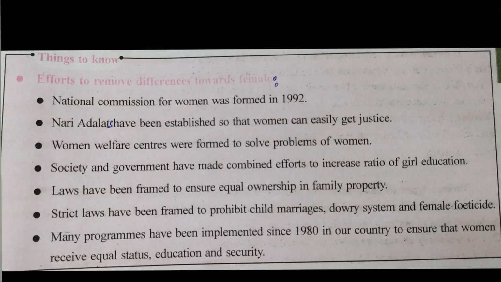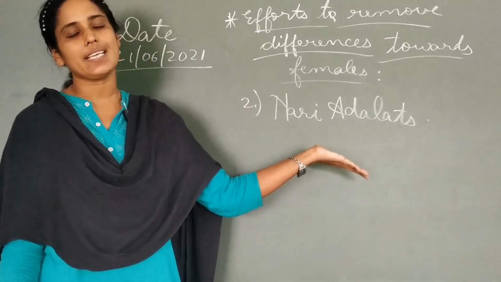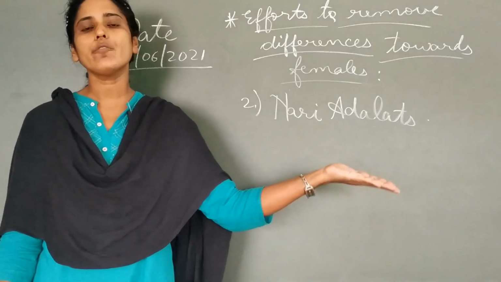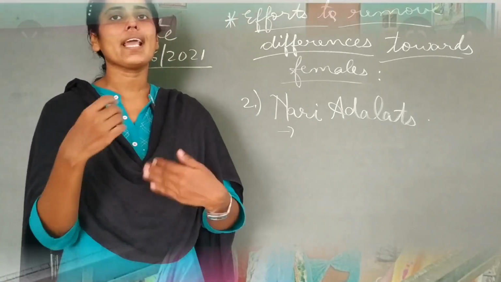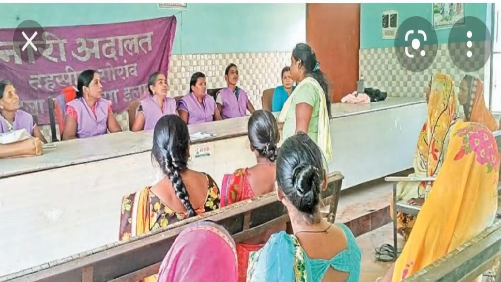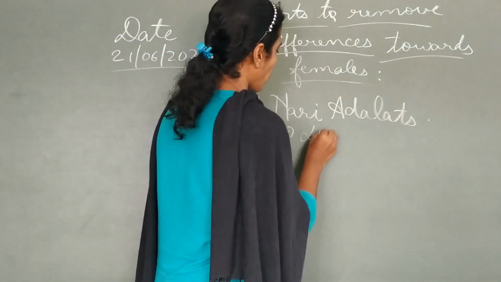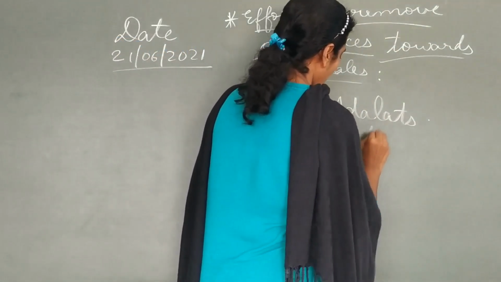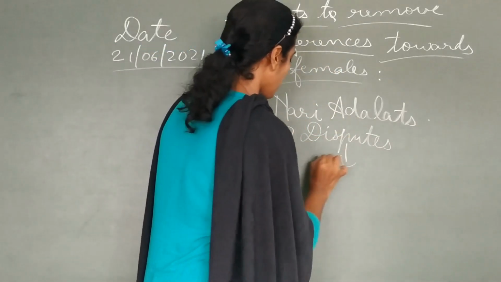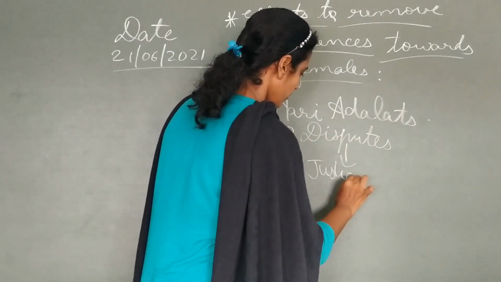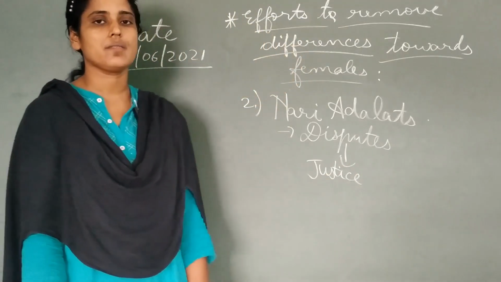Nari means women, female, Adalat means court. So that easily women can get justice here. There is no need for them to approach a separate court. So for domestic fights or for any other reasons, they can easily approach them. For any complaints, for solving any disputes, they can easily approach this Nari Adalat. That is, they can easily get justice over here. All those things can be solved. They don't have to waste time approaching different courts.